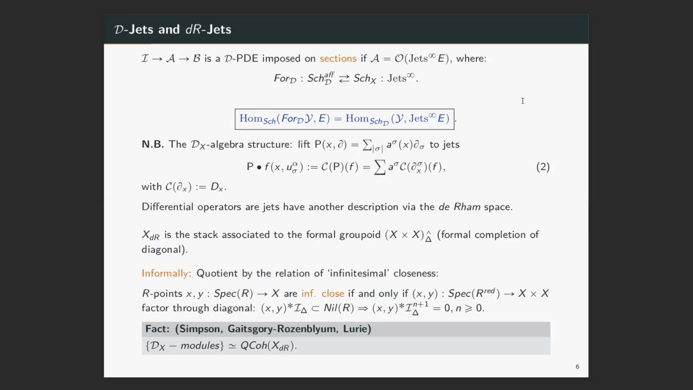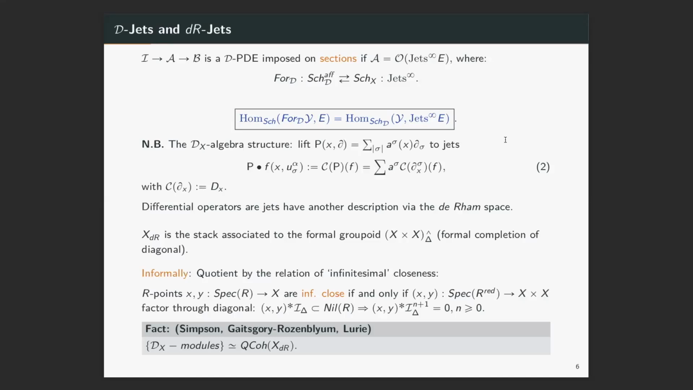Okay, so as I mentioned before, these differential operators, they're not jets. Differential operators and jets have another description via an object called the de Rham space, which I'm not sure who it originally goes back to, probably Grothendieck, or I know Simpson had a fantastic work showing this, discussing the de Rham space as the stack associated to the formal groupoid that you get by completing the diagonal.